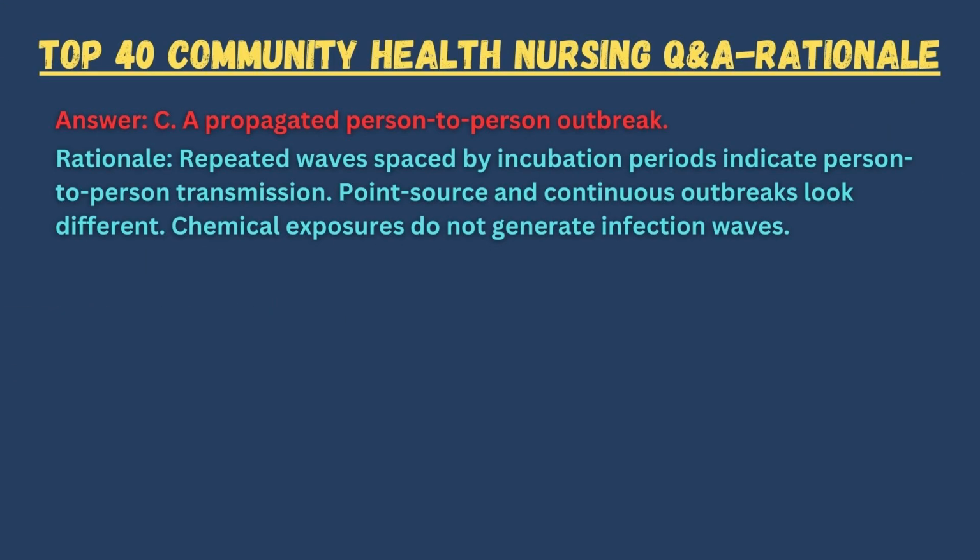Answer. C. A propagated person-to-person outbreak. Rationale. Repeated waves spaced by incubation periods indicate person-to-person transmission. Point source and continuous outbreaks look different. Chemical exposures do not generate infection waves.